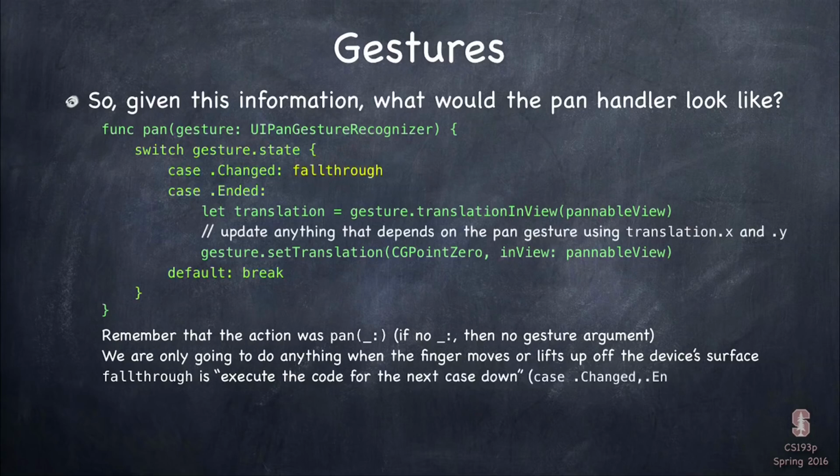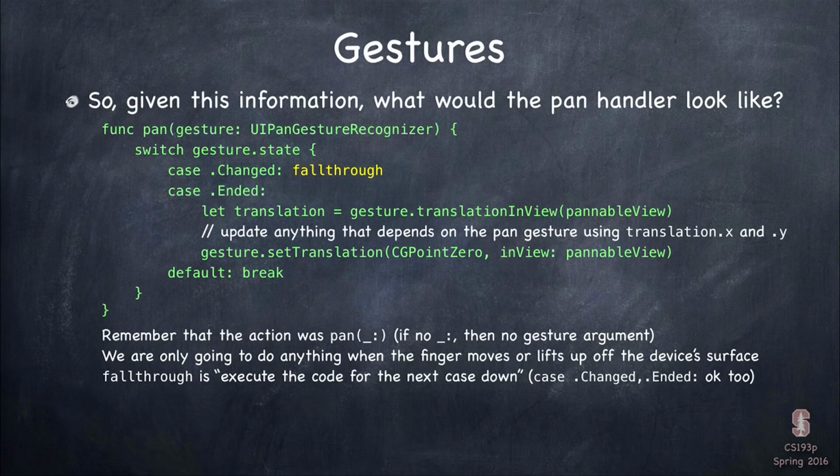Now, I want to show you this kind of cool thing in switch. Hopefully you got this in your homework, but there's this thing, fallthrough. Remember that Swift cases don't fall through to the next case like they do in C, but you can force them to fall through with fallthrough. Now, I probably wouldn't write code like this. I would just say case .changed, comma, .ended. That's an easier way to do this, but I just wanted to show you fallthrough.